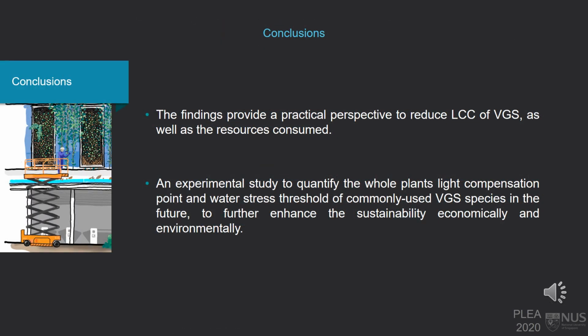In summary, the findings provide a practical perspective to reduce lifecycle costs of green walls, as well as the resources consumed. In order to optimize the utilization of resources such as electricity and water for the longer lifespan of plants, an experimental study to quantify the whole plant light compensation point and water stress threshold of commonly used green wall species is necessary in the future to further enhance the sustainability economically and environmentally.